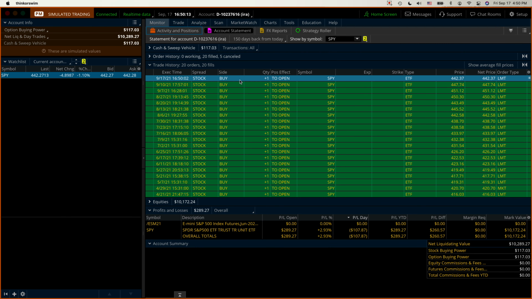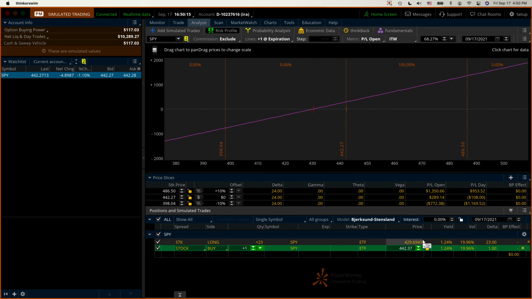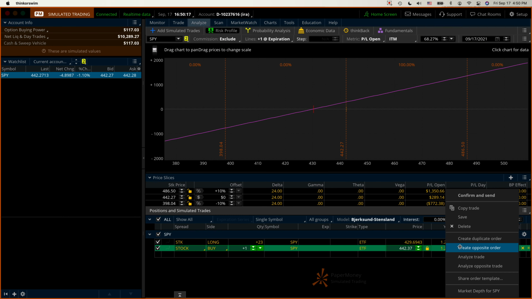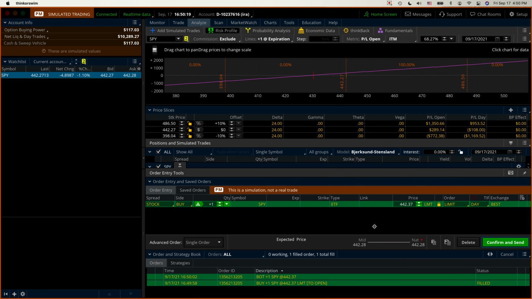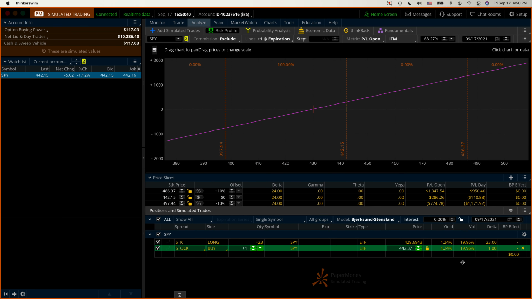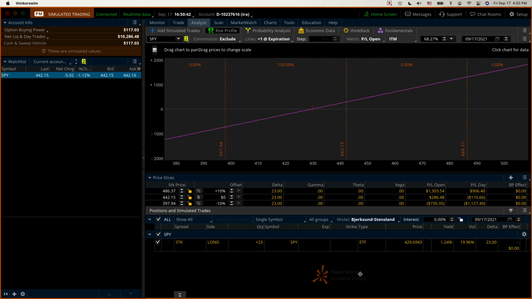Let me just repeat that: analyze trade, and if I were to enter this, create duplicate order, and then here you can say limit, you can say market, and the market will be whatever the market is doing. I recommend you just say limit, because then you are putting the price. You have control over the price. After that, you have no control over anything, so you may as well control the price.